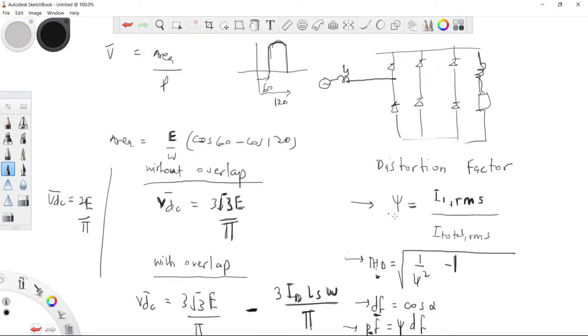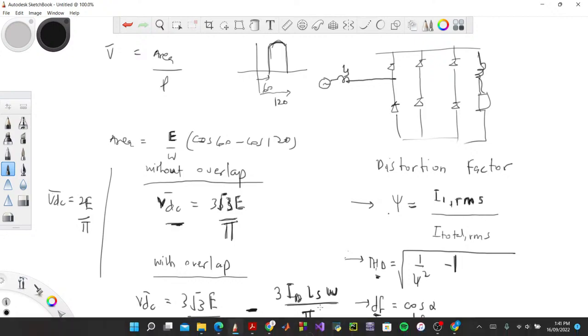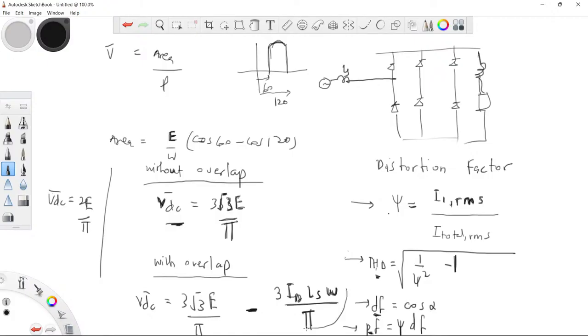Now, what have we learned so far? We've seen how to draw the circuit diagram, and we've seen how to calculate the mean DC voltage, which is this, without overlap. And we say that overlap would reduce it by this much. If there's no overlap, it means this L is not here, so you need to make this one equal to 0.